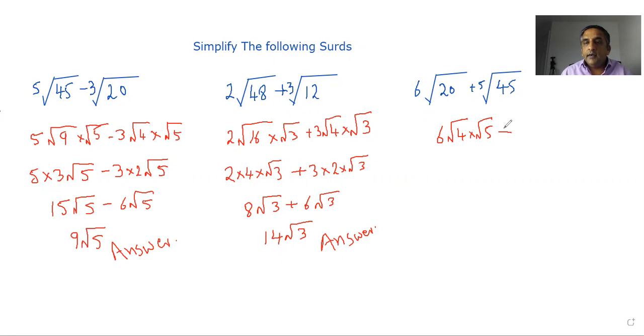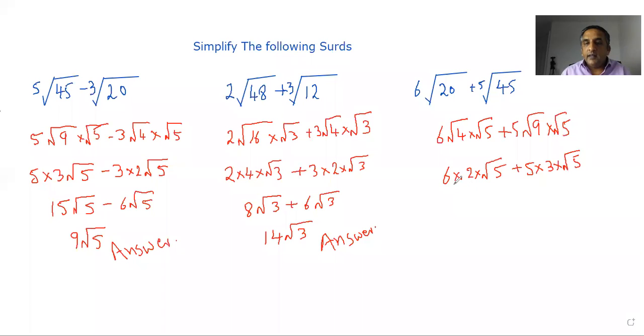And then on the right hand side, it is 5, and we can split 45 into two parts. It will be 9 times square root of 5. So 6 square root of 4, square root of 4 is 2. So we can write 2 and then square root of 5 plus 5. Square root of 9 is 3, 45. Yeah, 9 times 5 is 45. So square root of 9 is 3, and we can write 5 square root.